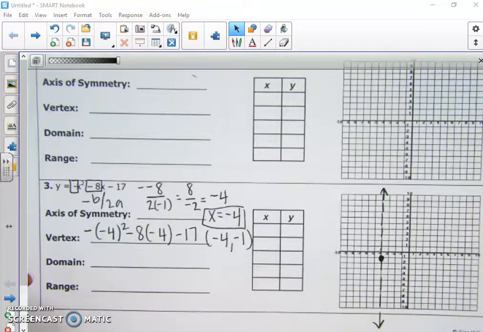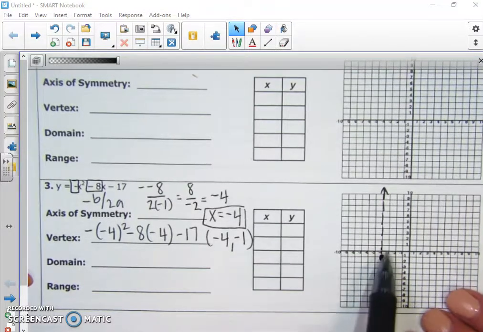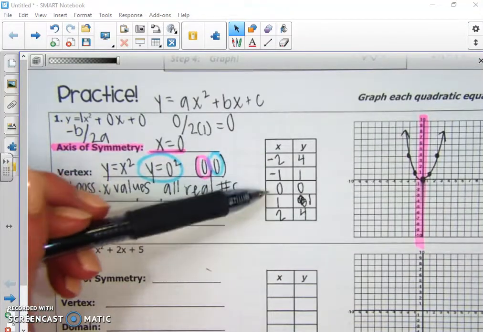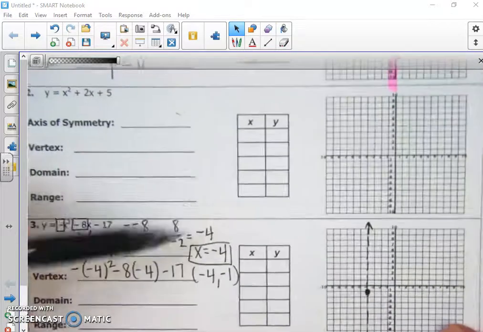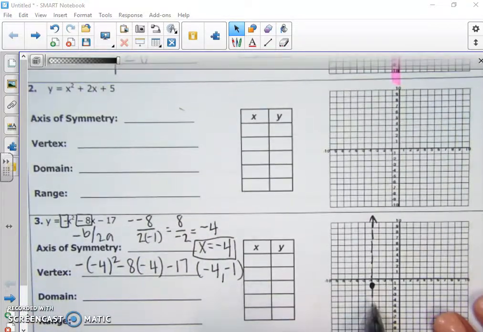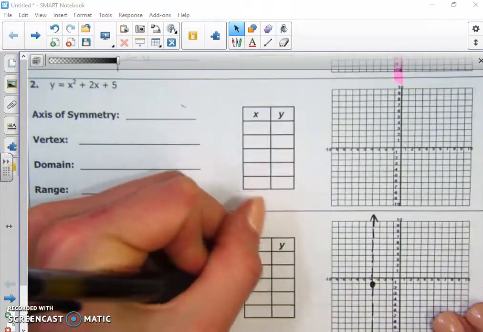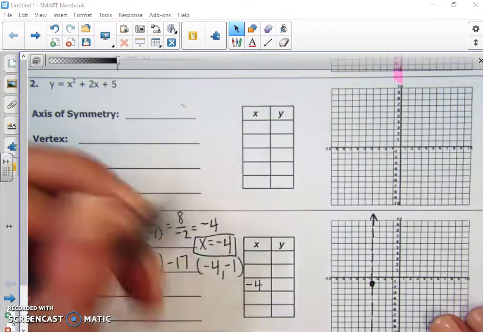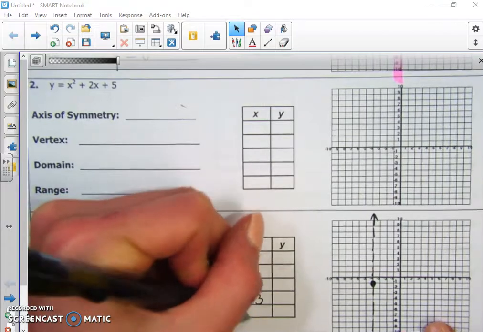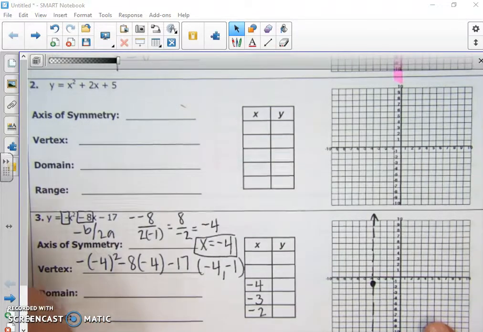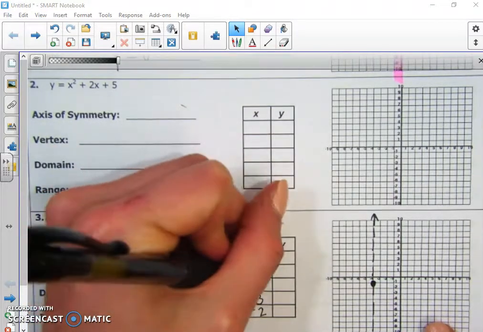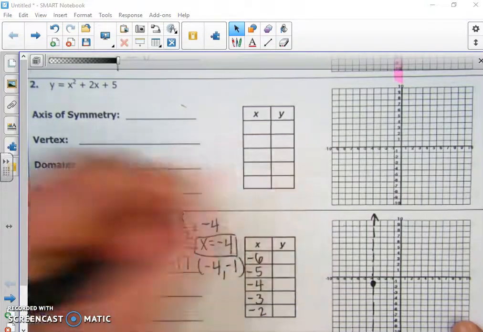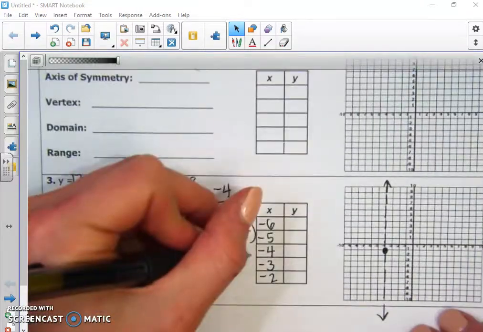All right, for this one, instead of just using the ones we used previously, -2, -1, 0, 1, 2, I'm going to give you more specific ones. If our axis of symmetry is at -4, let's make that our middle x value. And then I'm going to add one, so -3, add another one, -2. And in this direction, I'm going to subtract one, so -5, -6.